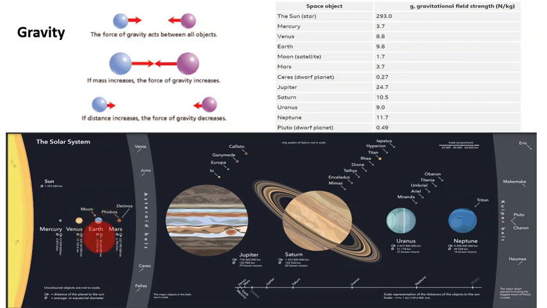So if you look at any pictures that you see with astronauts on the International Space Station, they're actually moving around and floating around. Why are they floating around? Because the force of gravity is not as strong.